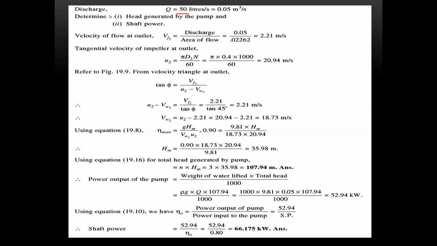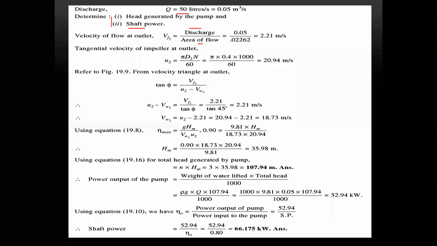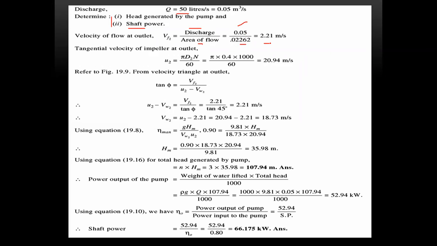Then what is the thing you have to find? Determine the head generated by the pump and the shaft power. Now since it says outlet, take the outlet formulas. Vf2, right? Vf2 is equal to velocity, equal to discharge by area of flow. You must remember these minimum basic formulas, right? Discharge is area into velocity. Velocity is discharge by area of flow. So discharge we know, area of flow we found earlier. So that is 2.21.